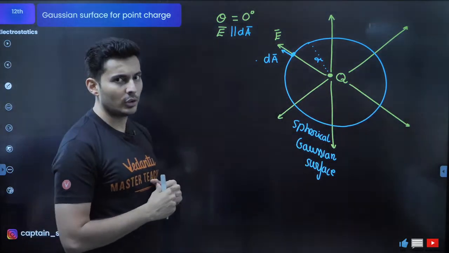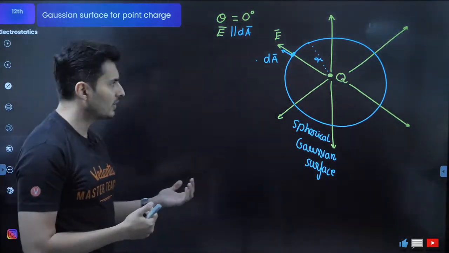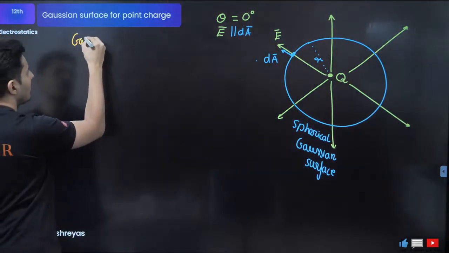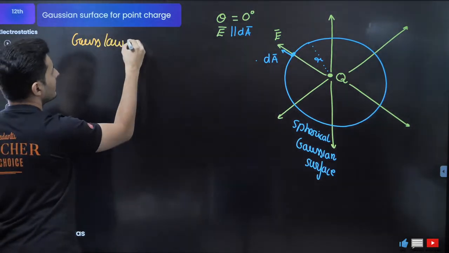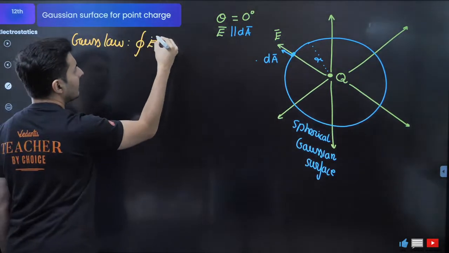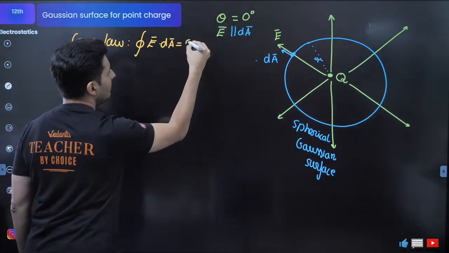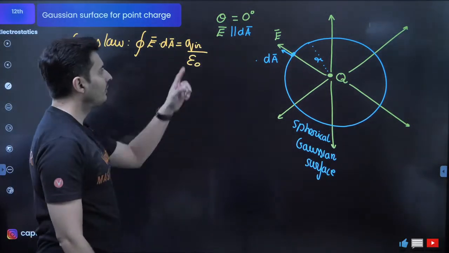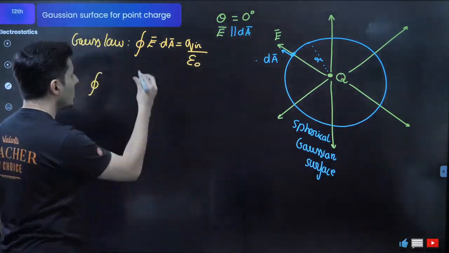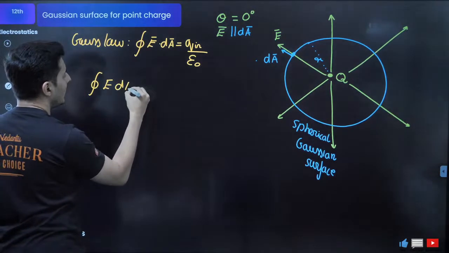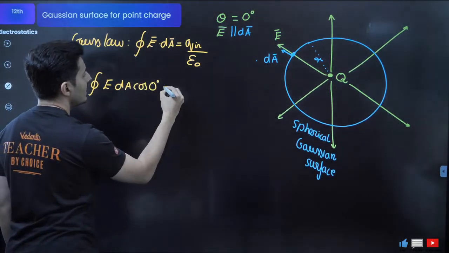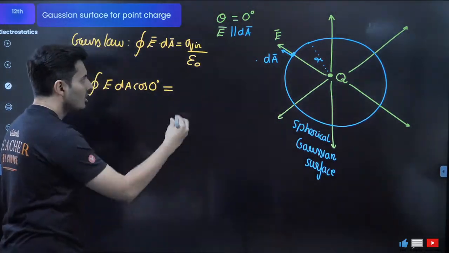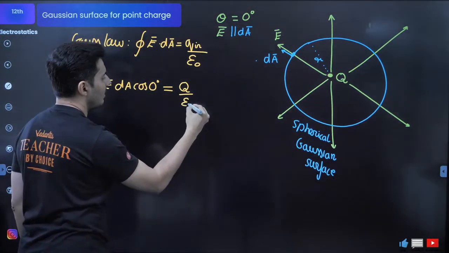Now, here is what we are going to do. Let's apply Gauss's law and see what happens to that surface. So if I apply Gauss's law, Gauss's law is nothing but cyclic integral electric field dot area vector will be the charge inside by epsilon naught. Now the electric field and area vector both are parallel, angle is 0, so it will be nothing but electric field into area vector into cos of 0 degrees is equal to the enclosed charge. In this entire surface there is only one charge, which is Q, so I'm just going to put Q over here divided by epsilon naught.